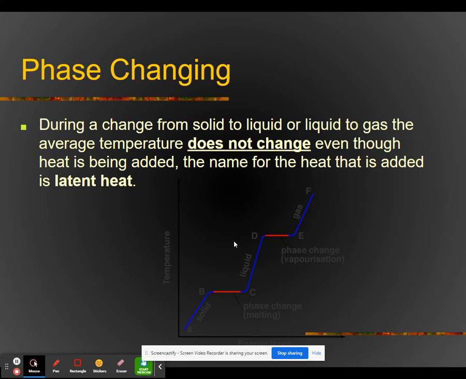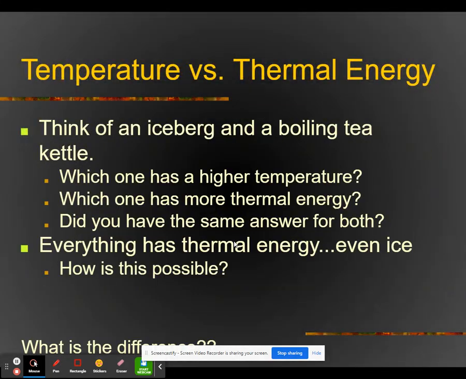And the last thing, I want to revisit our question about temperature and thermal energy, the iceberg and the boiling tea kettle. The one with the higher temperature is going to be the boiling tea kettle. That seems obvious. Which one has more thermal energy? And did you have the same answer for both?